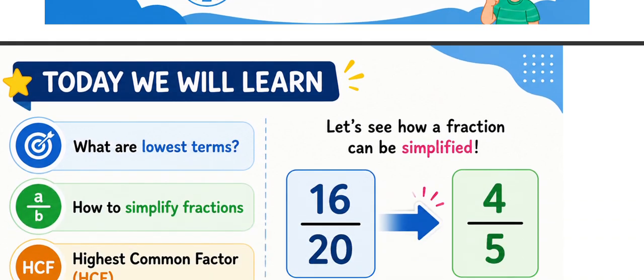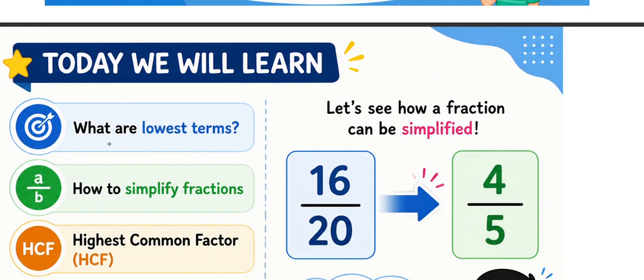Okay, so what will we learn today? We will learn what lowest terms are, how to simplify fractions, and the highest common factor. Okay, let's see how a fraction can be simplified. If it is given like 16 upon 20, you can simplify this fraction. You can convert this fraction into its lowest terms, which will be 4 upon 5. And this 4 upon 5 will be the simplest form. You cannot further convert this fraction into lowest terms because it is already the lowest term.